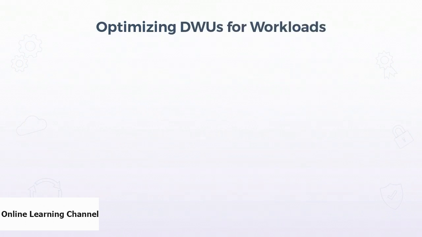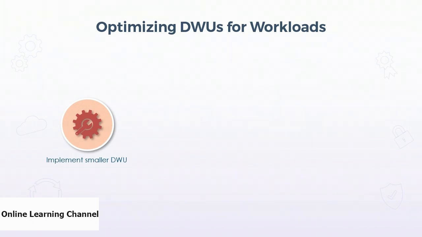So how do we optimize our DWUs for our workloads? What's the ideal number of DWUs that I need? Well, it all depends on your workload and the amount of data you've loaded into your system. Small amounts of data and small workloads, you can have a smaller DWU. If you have a big amount of data, and you're working with historical data spanning many years, then you're probably going to want to increase your DWUs.